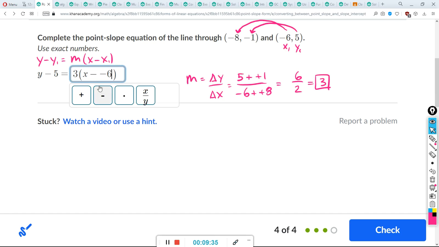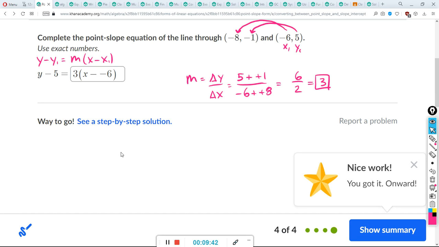Now, I don't think they'll accept it like this. Let me just double check to make sure. Oh, they do accept it. I'm surprised, because really, we know 2 negatives in a row make it positive. So I guess you can use x minus negative 6 or x plus 6. Same thing.